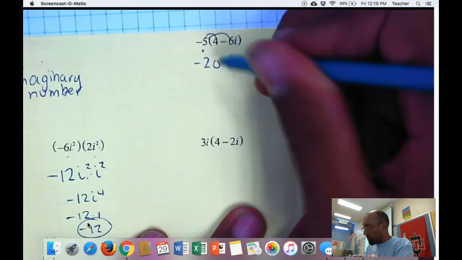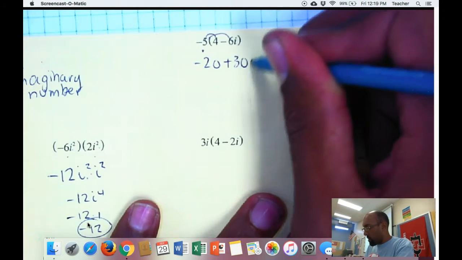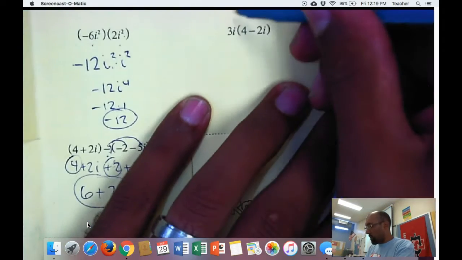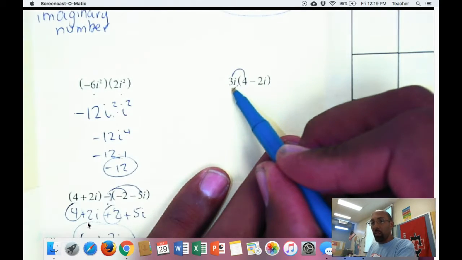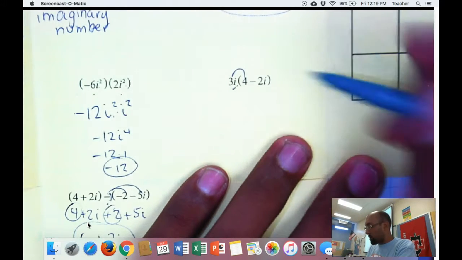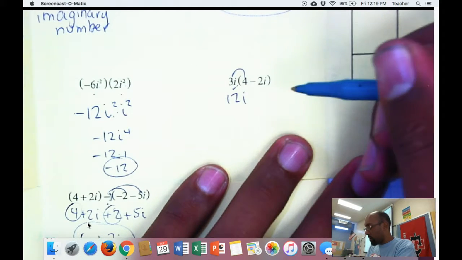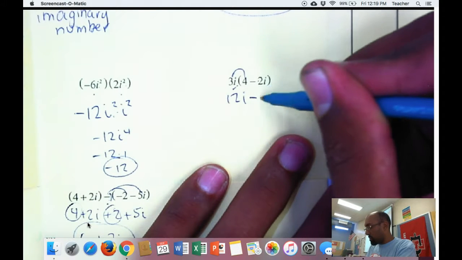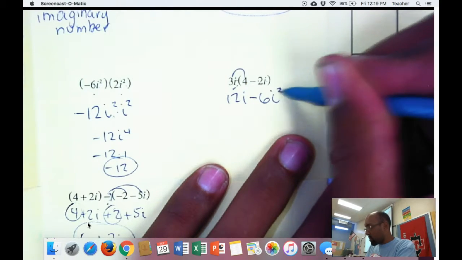Minus 20, minus 5 times minus 6, plus 30i, and that's it. Done. Same thing here. 3i, now we're distributing an imaginary number this time, so we got to make sure we do this in the right order. So first 3i times 4 is 12i, and then 3 times minus 2 is negative 6. Now it's i times i, which is i squared.